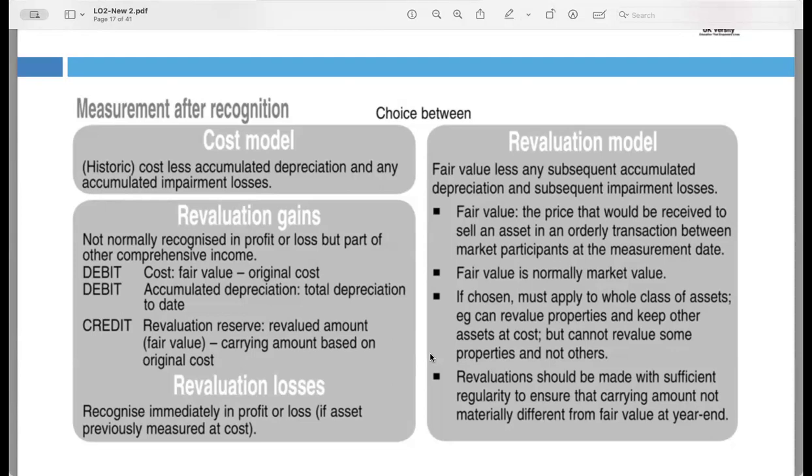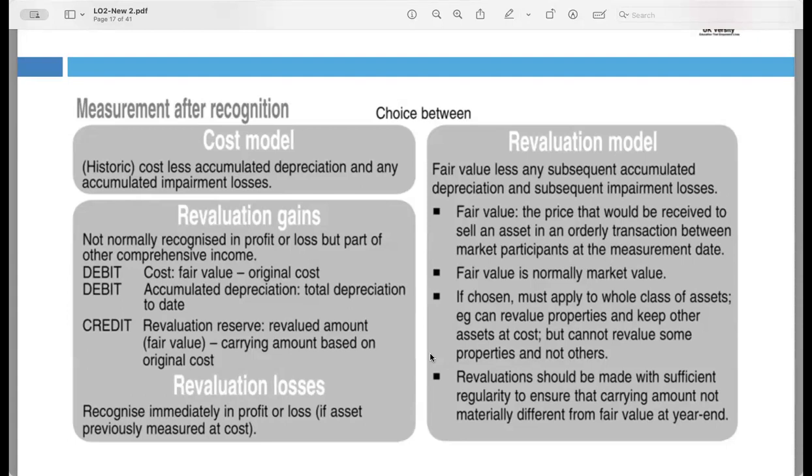Depreciation is charged to allocate the cost of an asset over its useful life. This reflects the consumption of the asset's economic benefits. Impairment losses are recognized if the carrying amount of the asset exceeds its recoverable amount, indicating that the asset is not expected to generate future economic benefits equivalent to its recorded value.